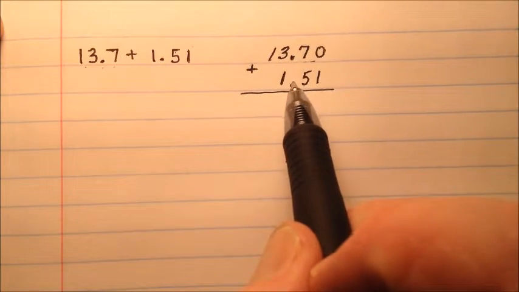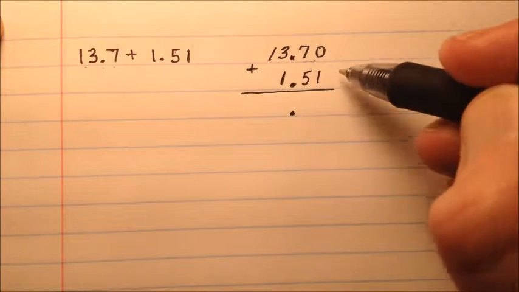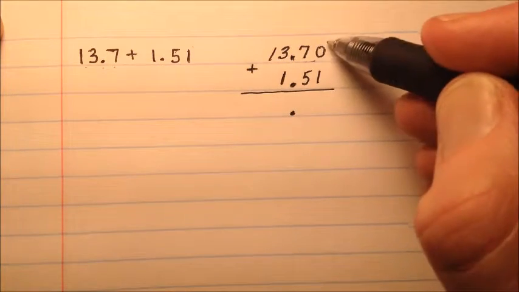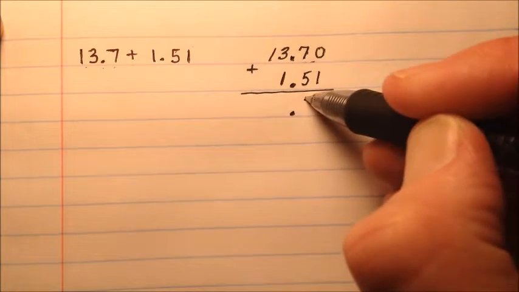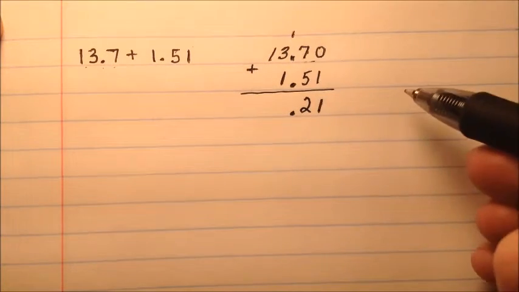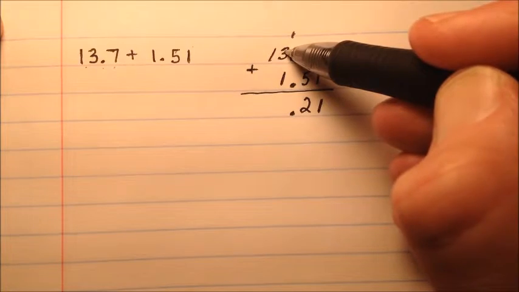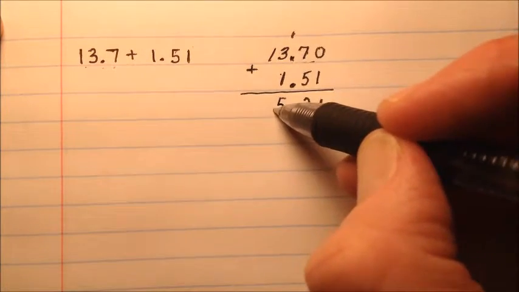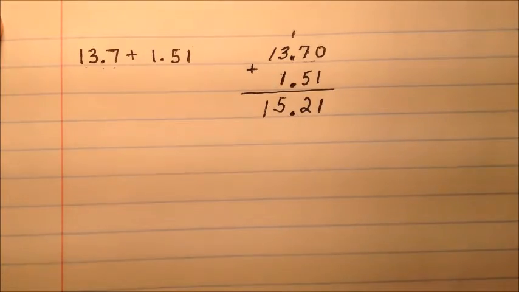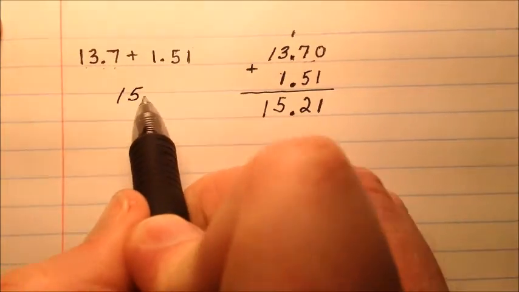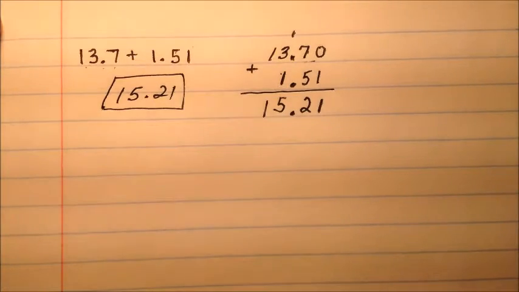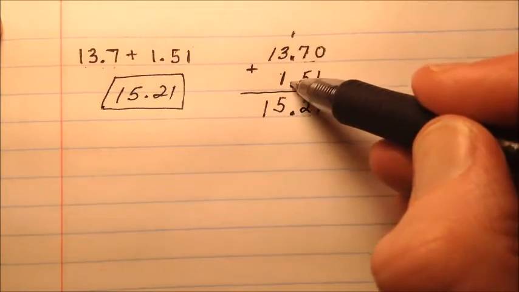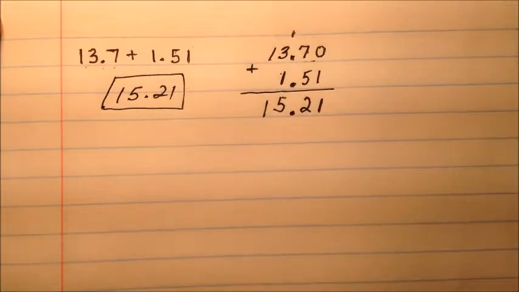Okay, so now that I have my decimal points lined up, I can start from the right and just add like normal. 0 plus 1 is 1. 7 plus 5 is 12, so I put the 2 and carry the 1. 1 plus 3 is 4, and 1 more is 5, and then this 1. So my answer for this is 15.21. Whenever I'm adding decimals, I line my decimal points up, and then I just add as usual.